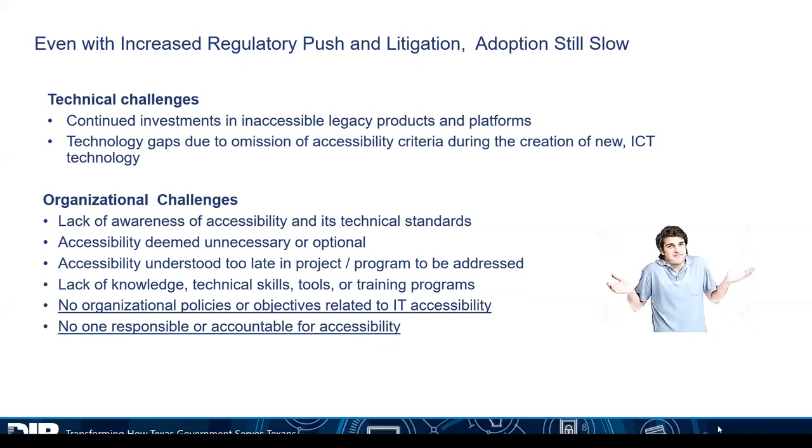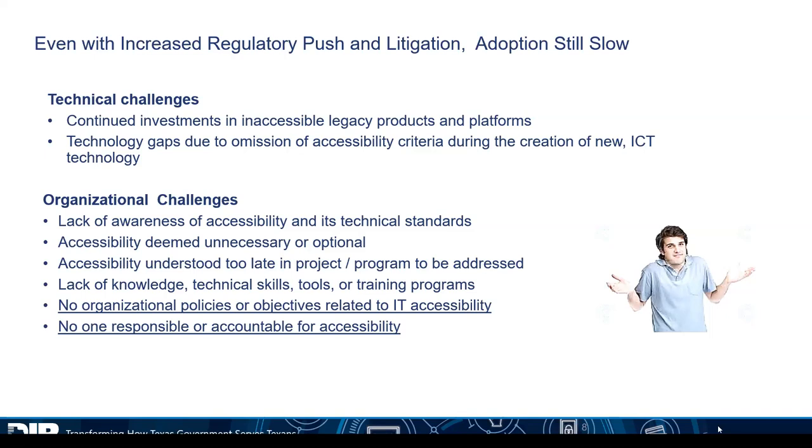adoption is still pretty slow. And there's two areas of that. One are the technical challenges with accessibility, the continued investment in legacy products and platforms. A lot of these products that are out there, they've been building on their code base for 10 years. And that creates some really difficult challenges when they're trying to integrate accessibility, and they can maybe sneak it into some of the later modules, but the underlying code isn't. So that becomes problematic. And then when people are developing new technologies, they don't really think about accessibility from the get-go. Therefore, it's not factored in, and it has to be somehow reverse engineered by someone else down the road.